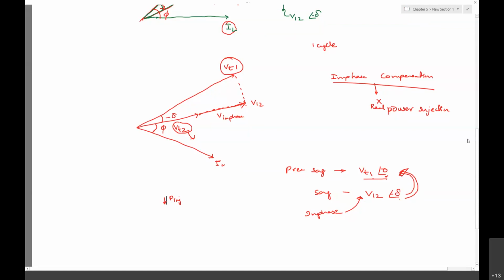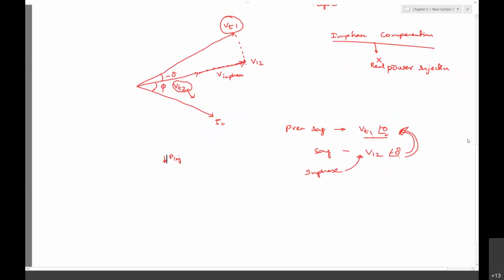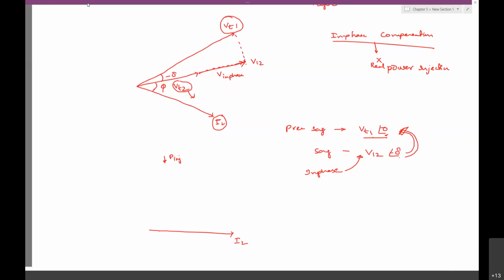In the literature, the in-phase compensation is discussed with respect to the IL, the voltage injection of the series compensator. They talk with respect to the load current. How they do it, I will just give an example. This is about the IL. I'm just giving an explanation based upon the literature.